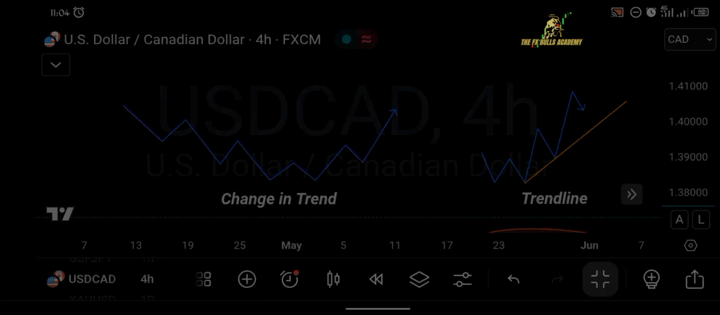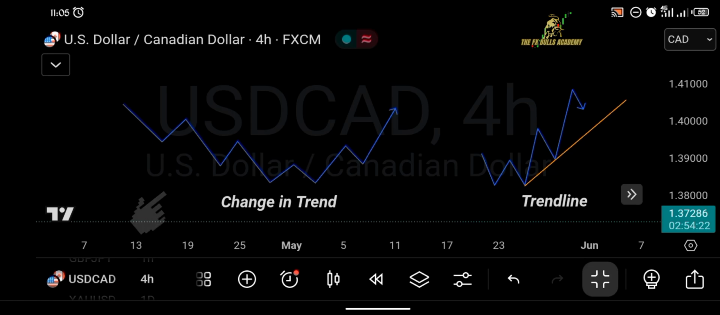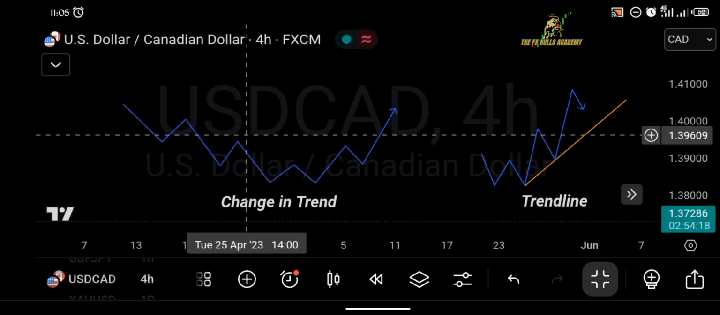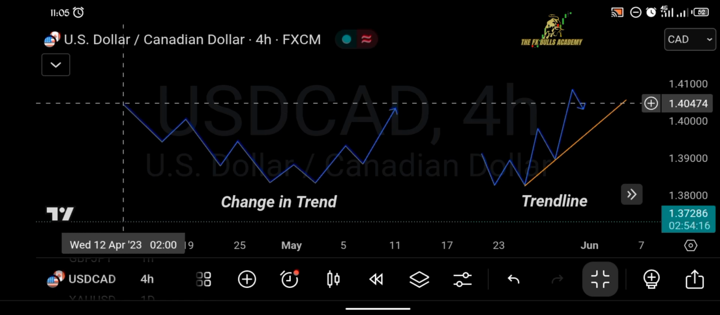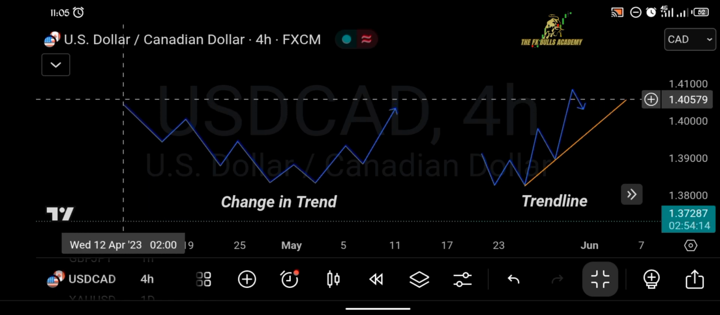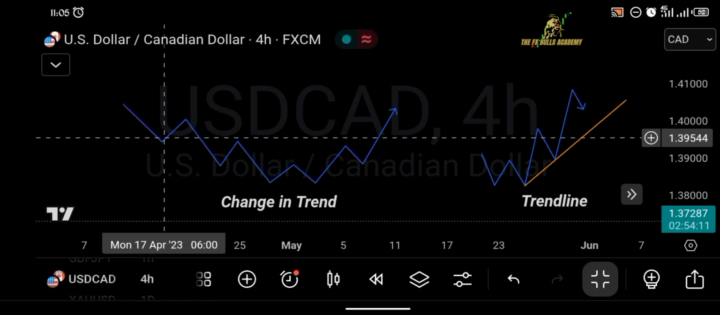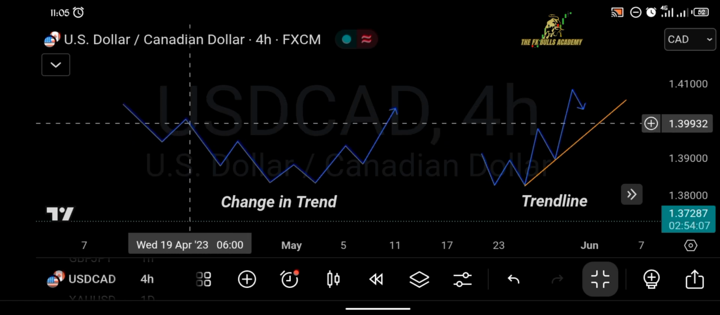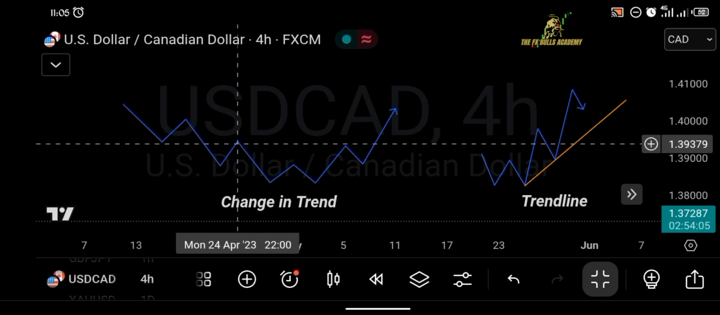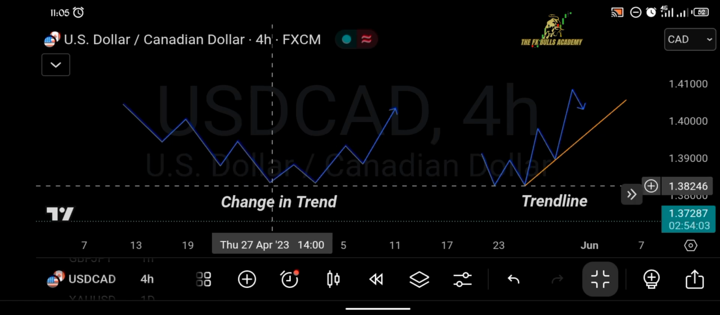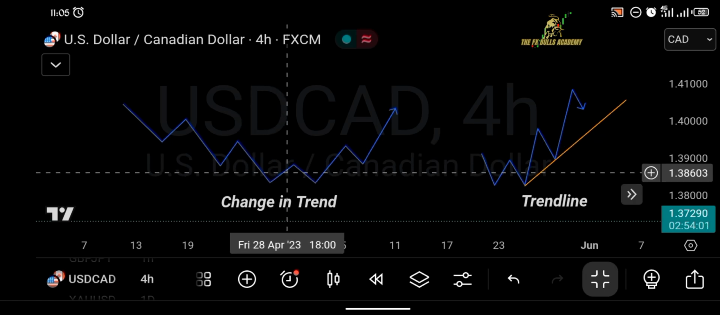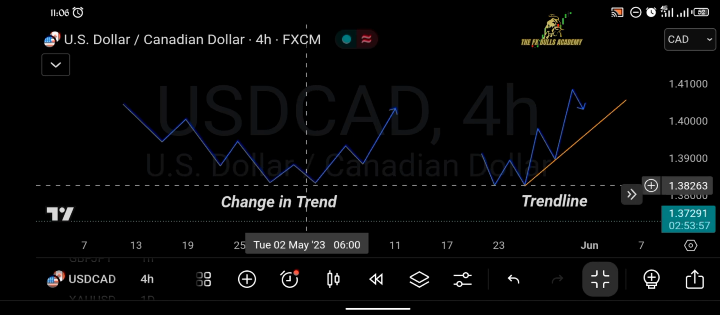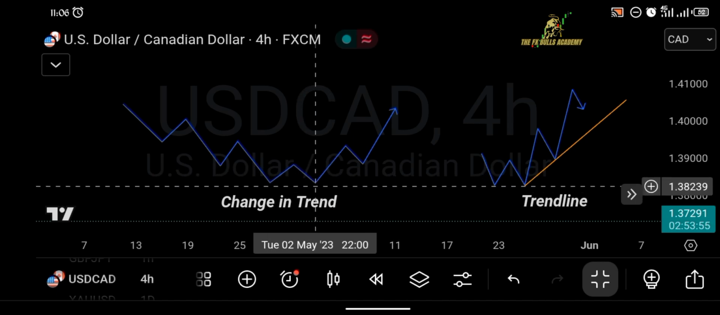Now let's go. As you can see on the left hand side, as I've written, the left hand side is showing the change in trend. This is a bearish trend. Price was trending bearish, price moving lower, with a lower high, lower low, lower high. So price gave us a lower low. When price gave us this lower low, it was not able to come back to give us another lower low.